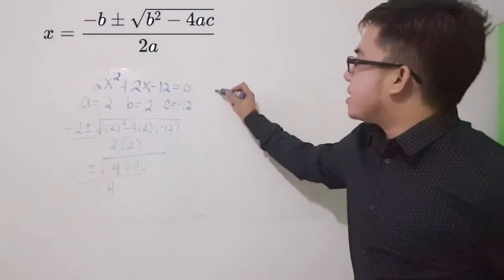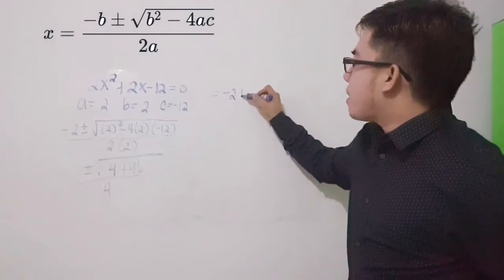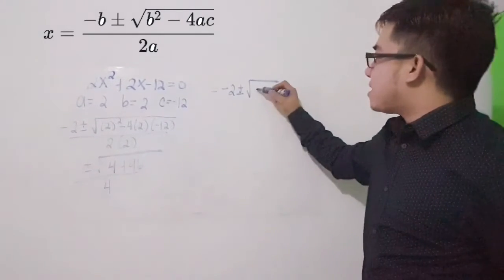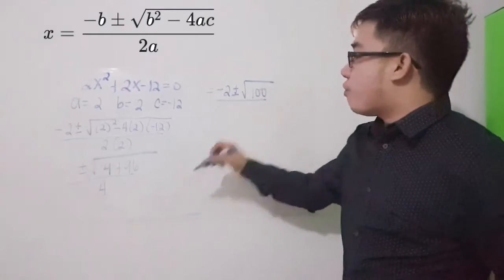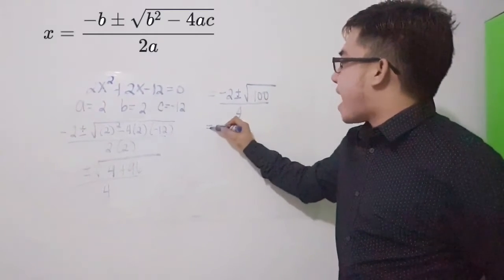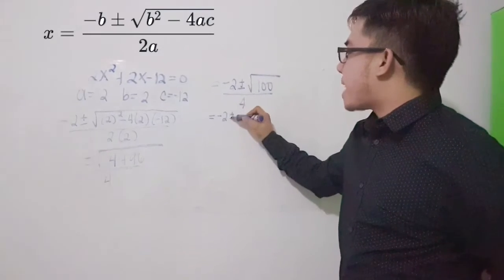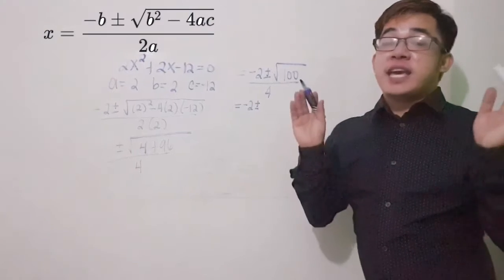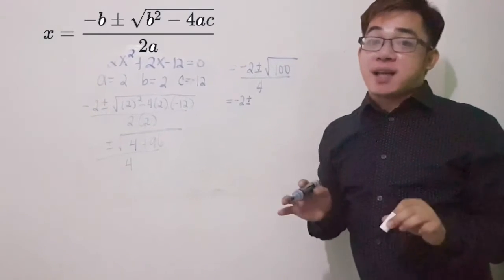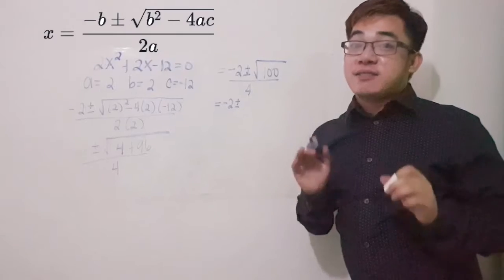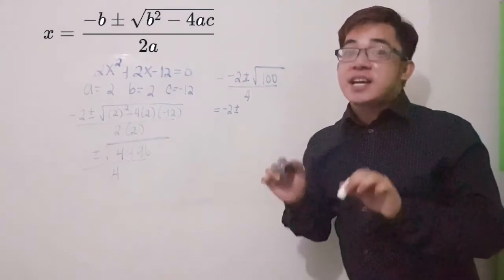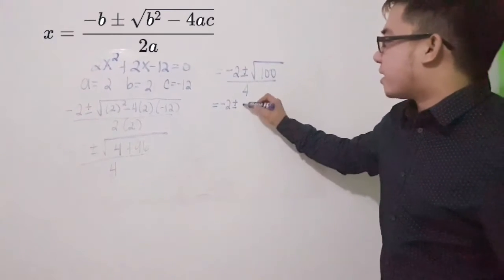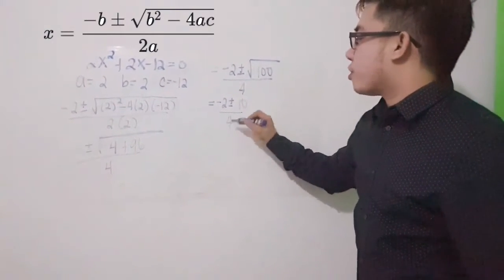Then, we will be having negative 2 plus and minus the square root of 4 plus 96 is equal to 100 all over 4. Then we have negative 2 plus and minus the square root of 100. You are going to think of a number that when you multiply by itself, the answer is 100. And that is 10 times 10 equals 100. Therefore, the square root of 100 is equal to 10 all over 4.